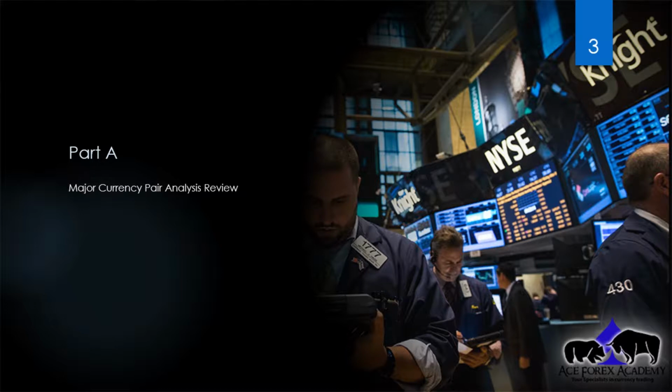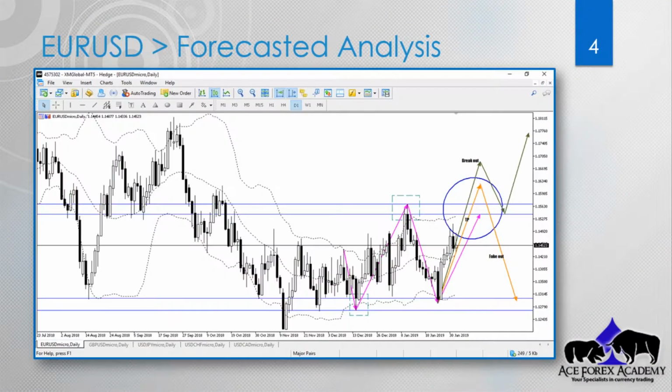All right, without further ado, let us get into part A, which is the analysis review of our major currency pairs. Now, starting off, we'll be looking at the EURUSD, and what we had forecasted is that, remember that I mentioned in episode 1 of Strictly Technicals that Forex always gives us options. All right, so you must be expecting more than one outcome when you look at a certain situation in the markets.